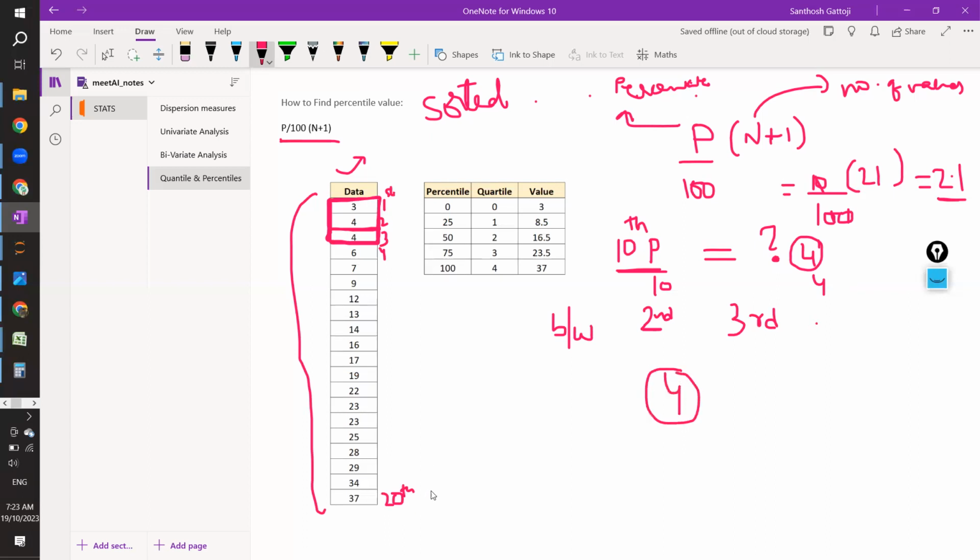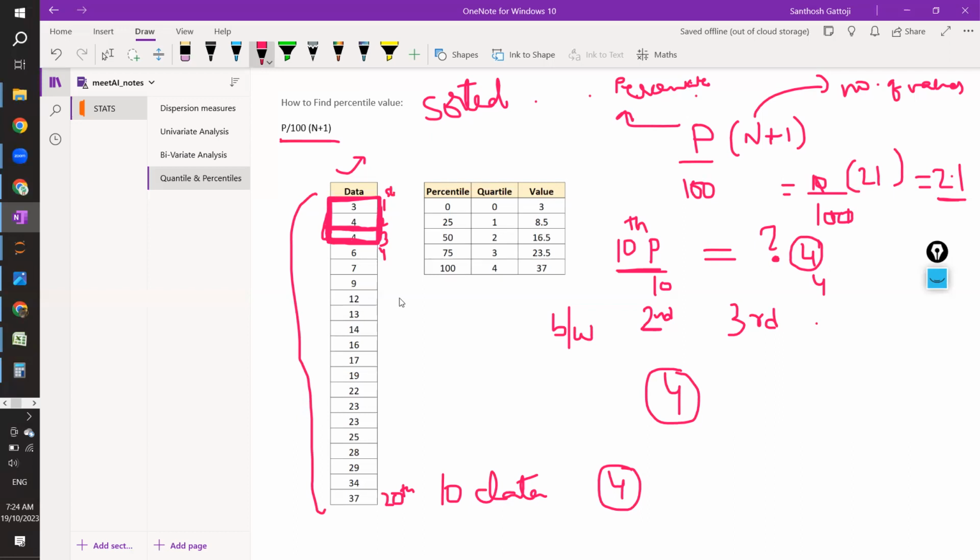Fine. So that means what? 10% of the values, 10% of the data is less than 4. Correct? Agree? What is 10% of 20? 2. Right? 2 values will be less than 4. Okay, so over here, since the exact 4 is repeating, these first 2 values will be the 10th percentile.